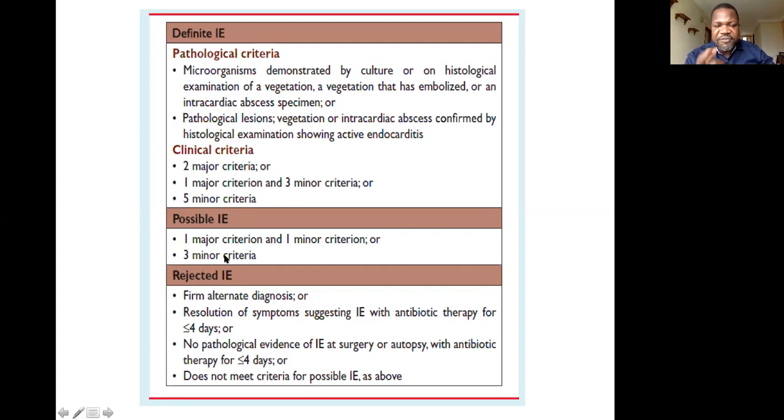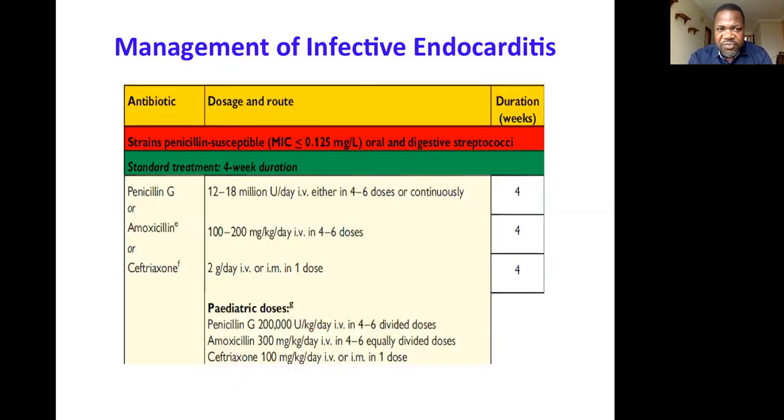But a possible infective endocarditis is when you only have one major and one minor criterion, or you have only three minor criteria. There is a possibility of an infective endocarditis, but it's not final. Otherwise, the diagnosis of infective endocarditis could not be confirmed.